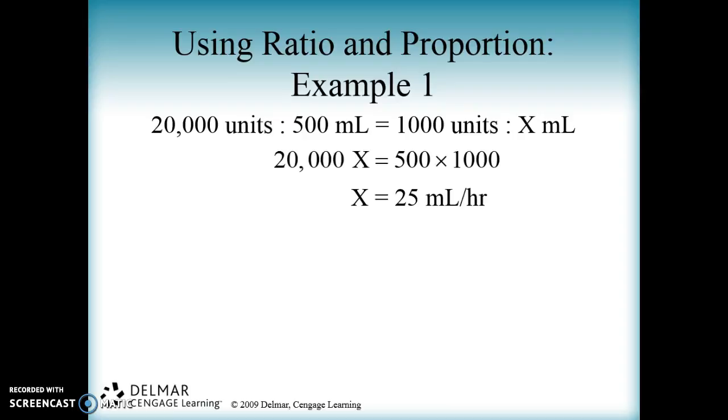So again, I think most of you will find that the ratio and proportion method is going to be the most comfortable one for you. They do show you some examples using dimensional analysis, so if you do prefer that, you're welcome to use that method. But I highly recommend the ratio proportion method.